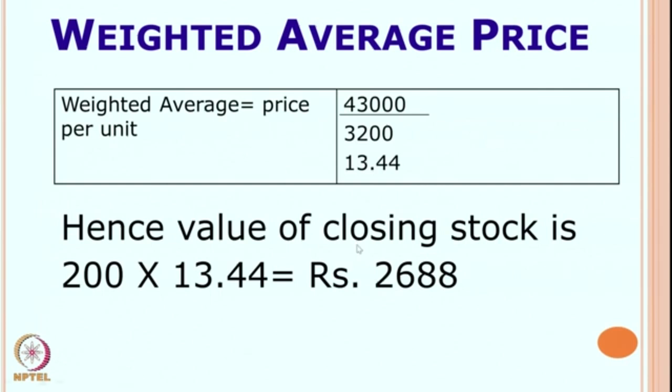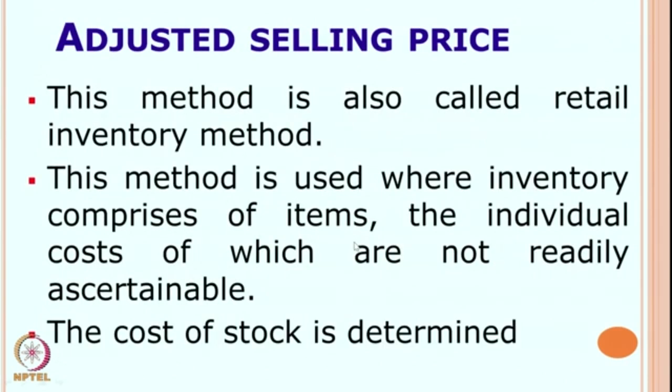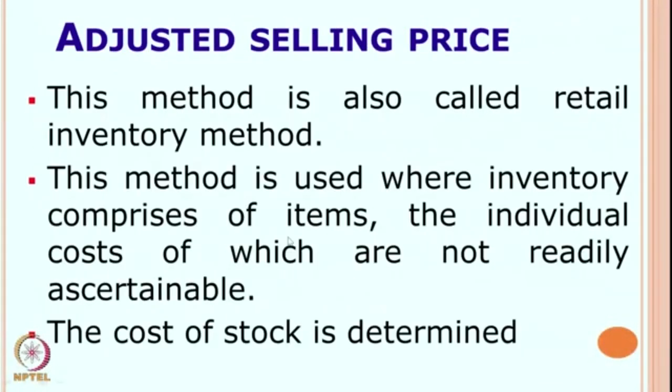Okay. Now, let us go to the next method, that is adjusted selling price. Now, what happens is, in many cases, there are not many records available. There are hundreds of items which are traded or sold. If you think of a kirana shop, there are so many types of items, 100 or 500 items are kept and a lot of items are purchased and sold every time. So, the shopkeeper does not know the exact price and the date. Here we were looking at the quantity and prices, but such information may not be available.